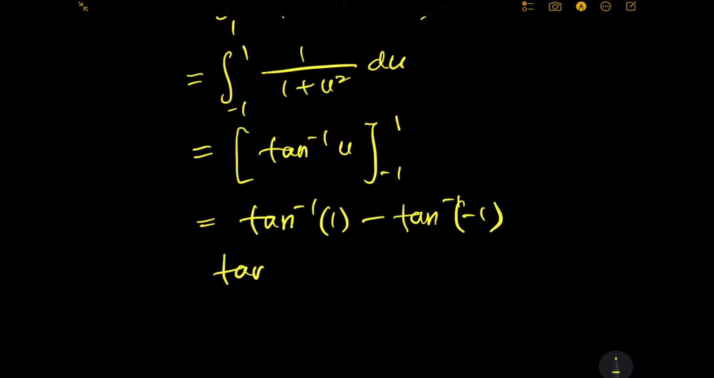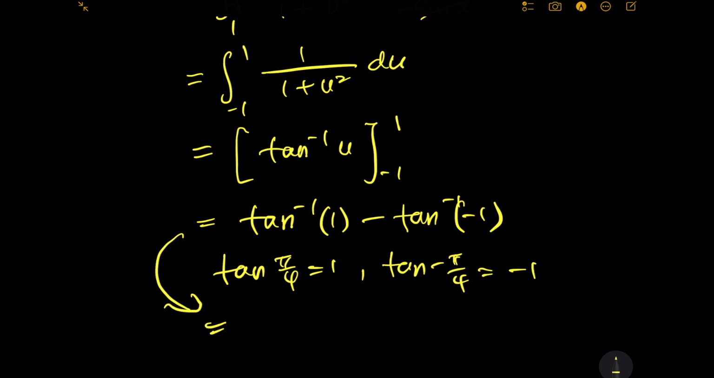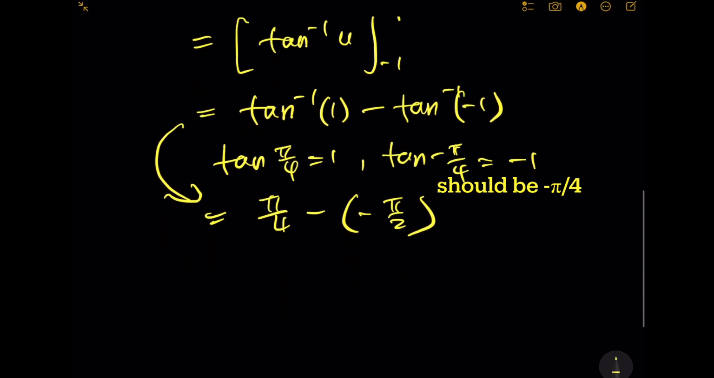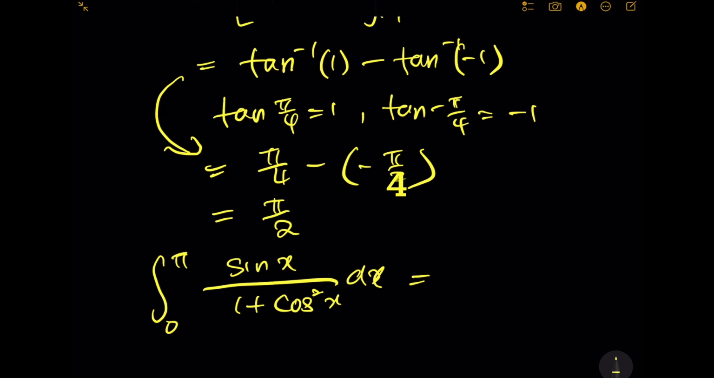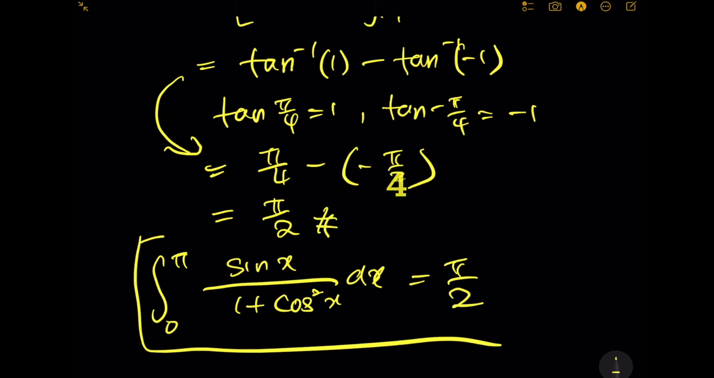Now we know tangent of pi over 4 equals 1, and we also know tangent of negative pi over 4 equals negative 1. So therefore, the inverse of it is pi over 4 minus negative pi over 4, which is pi over 2. So conclusion, this is the final answer.